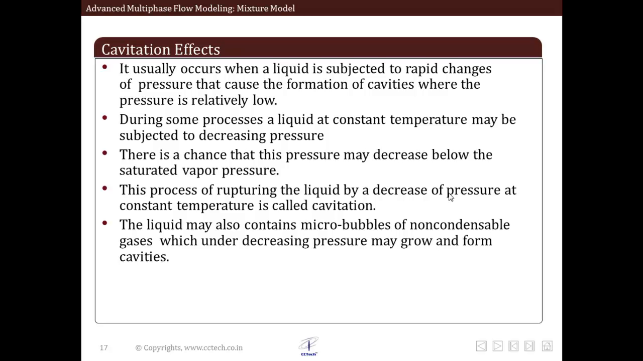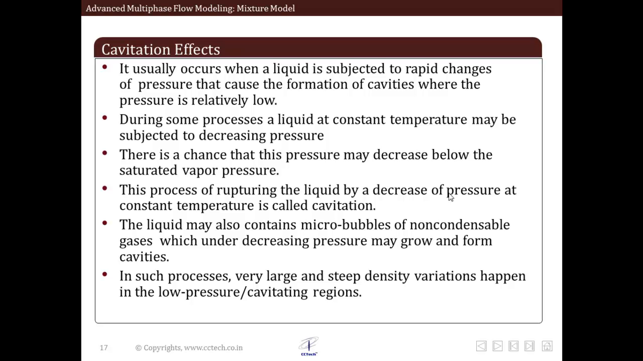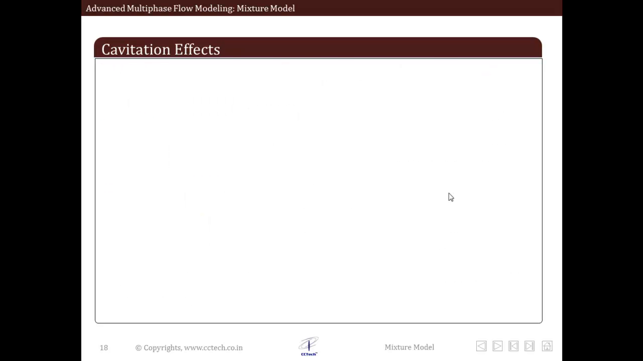The liquid also contains bubbles of non-condensable gases which under decreasing pressure may grow and form cavities. So basically, whenever there is cavitation, very large and steep density variations happen in the low pressure cavitation region. So modeling cavitation or the onset of cavitation is extremely important in order to study the behavior of liquid flow around turbines. It is extremely important to capture the cavitation effect in order to study or design blades of turbines so that cavitation does not adversely affect the turbine performance.